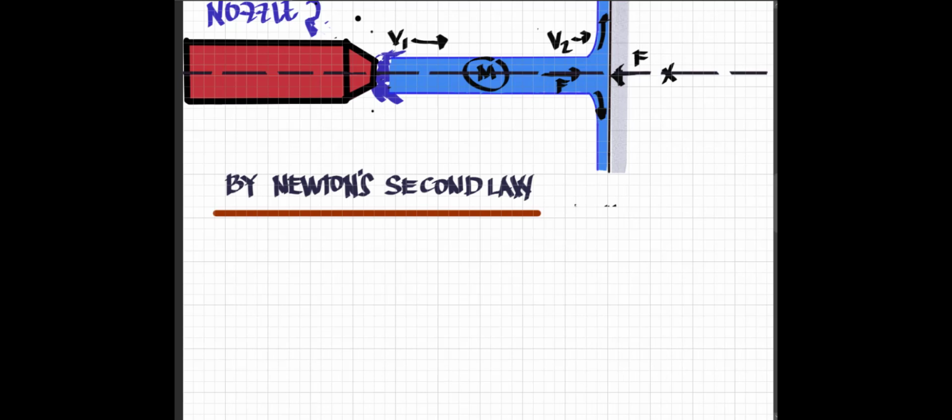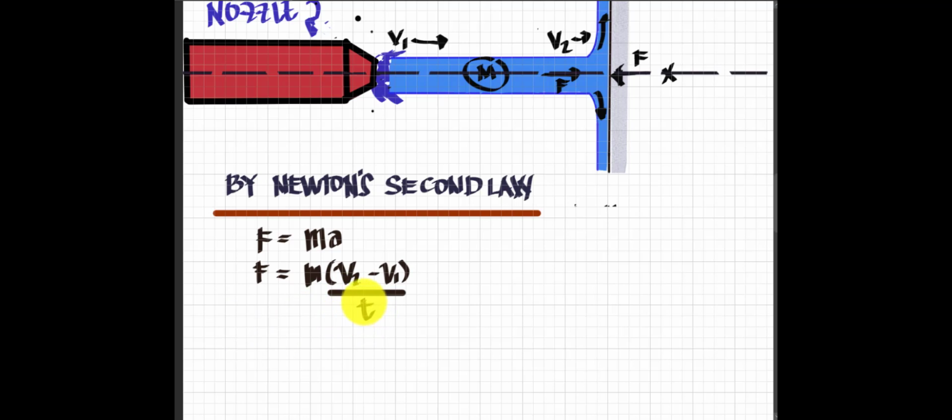Now by Newton's second law of motion, we have force equal to the mass times your acceleration. We can express acceleration as the velocity 2 minus the velocity 1, divided by the time.